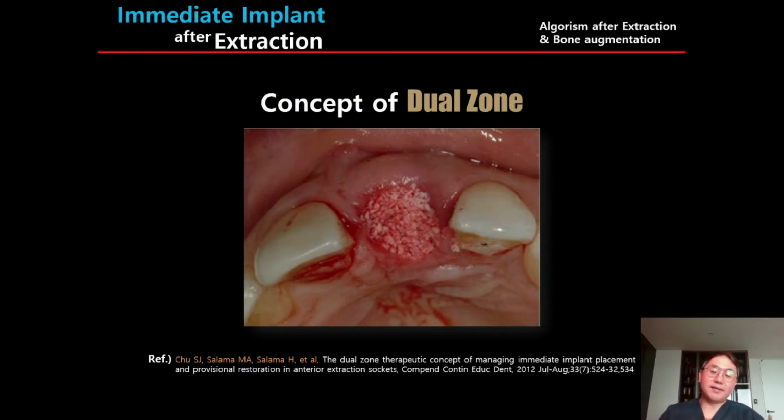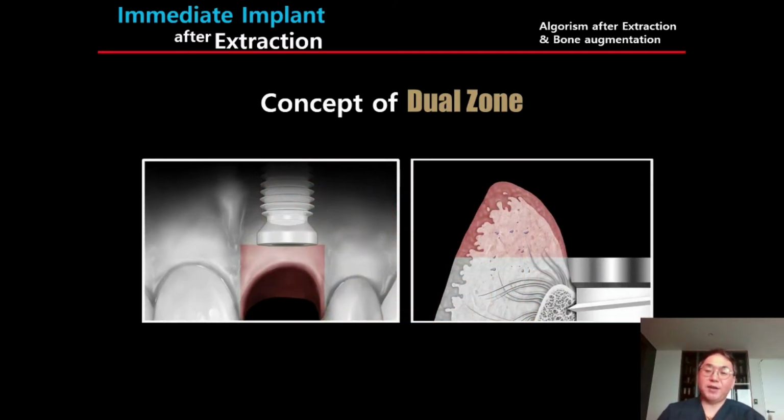Dr. Salama, Stephen Chu, et al. introduced this dual zone concept. After immediate implant placement, there will be two zones. Bone zone, where the implant is placed. Over the top of implant, there will be a soft tissue zone. The soft tissue zone consists of cervical gingiva.